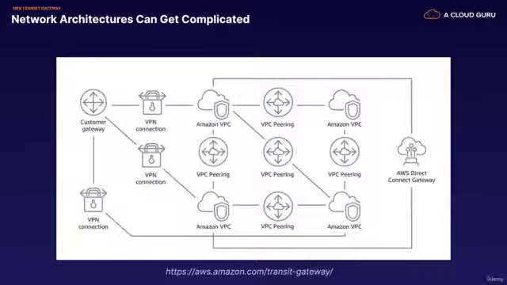And then we might have an AWS Direct Connect gateway from our headquarters or from another off-premise data center that's connecting into this. And it can all get really, really complicated. And this is just, say, within one region.